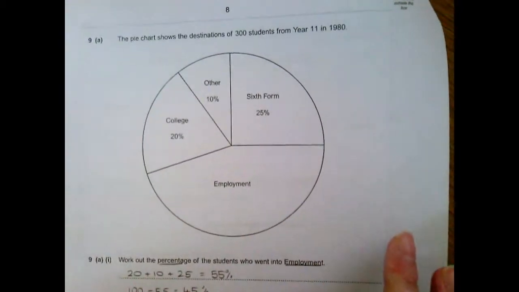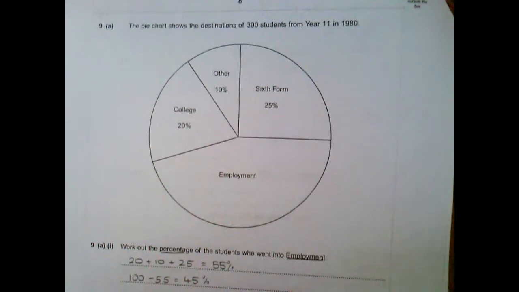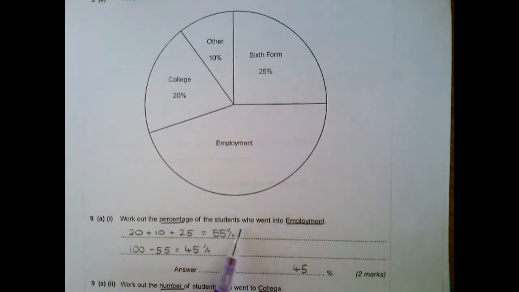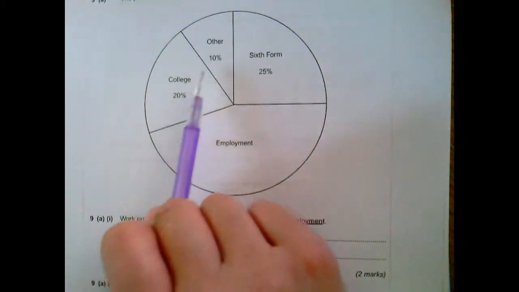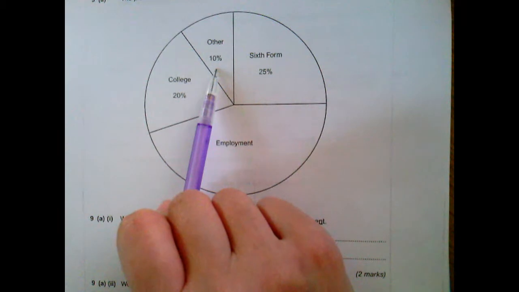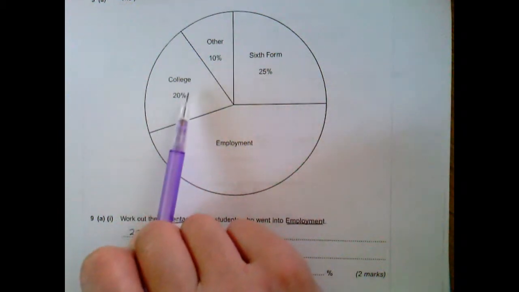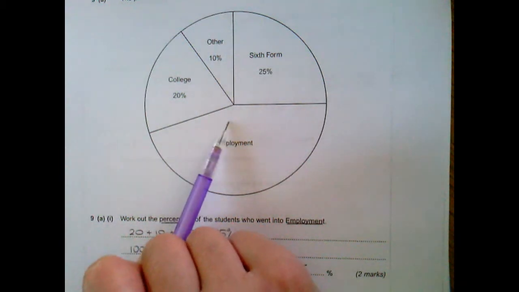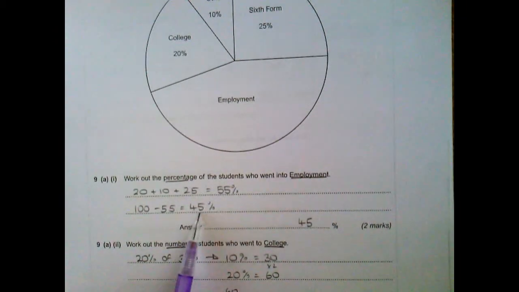Right, number 9. The pie chart shows the destinations of 300 students from year 11 in 1980. Work out the percentage of students who went into employment. So percentages are out of 100. So if you add up what you've got there, 20 plus 10 would get you 30, plus 25 would get you 55. So 55% so far. This must be another 45% to bring you up to the full 100. So all I've done down here is just show the calculations of where the 45% is coming from to make sure you get the 2 marks.